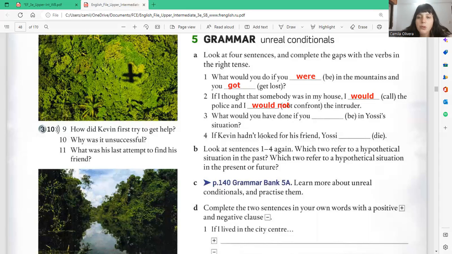The other one says, what would you have done if you had been in your situation? In this case, we have the first clause with would have and past participle, and then the if clause is with the past perfect. If Kevin hadn't looked, this is past perfect, for his girlfriend, Josie would have died. This is would have plus the past participle.